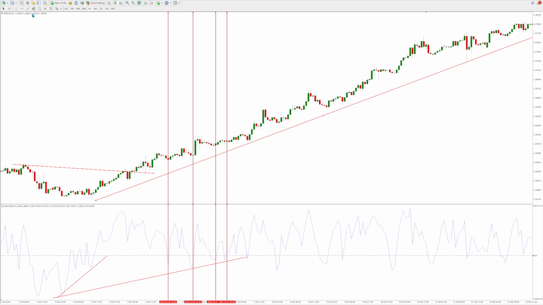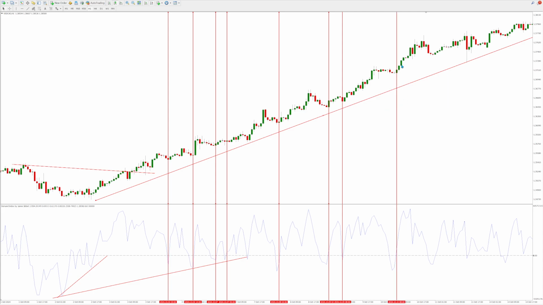Here, these are all opportunities to enter this trend on a pullback, yeah? And you can see that's how I would personally use the demand index indicator for entering in on these trends. You see they're real good entries on a pullback. There you go.